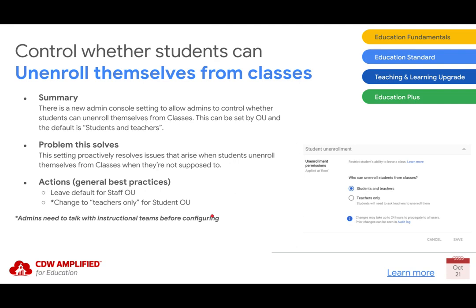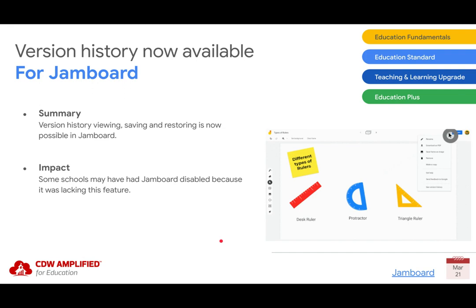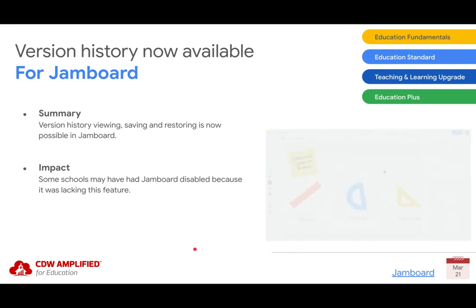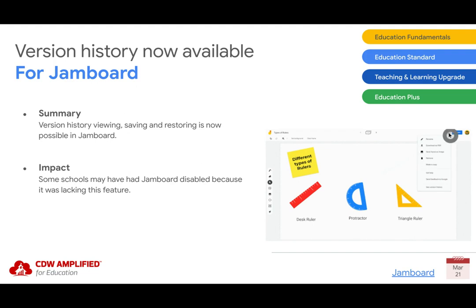Another Classroom setting that you do have to make sure that you go into the console and change, or else you're not using this new setting. You have the ability to say students cannot unenroll themselves from a Google Classroom. But again, you do have to go into the Google Classroom settings and change that setting for that student OU. Last March, we finally got version history and we can restore down to different histories for Jamboard.